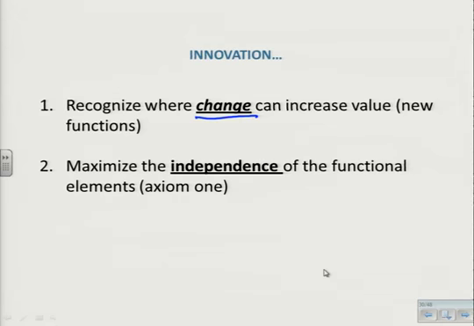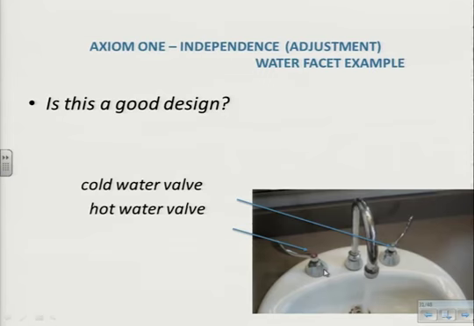As I make these changes, I want to be able to maximize the independence. So Ericsson, who developed the monitor and the swivel turret, recognized that the change could increase the value. And then the idea is let's maximize the independence of being able to direct fire. All right, so let's take a look at another example.